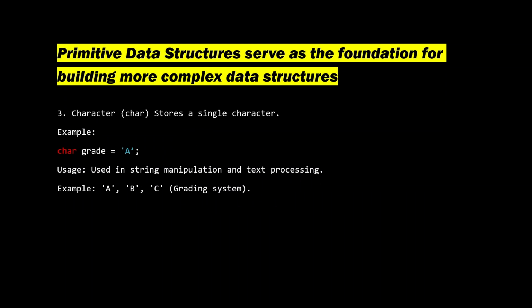Character stores a single character. Here in the example, we have a variable called grade, which stores the character A, and the data type of this variable is character. Character is used in string manipulation and text processing. For example, A, B, C, these letters can be used to represent different marks in the grading system.